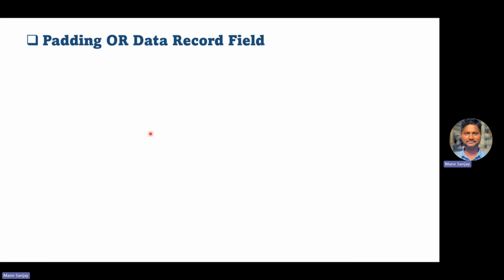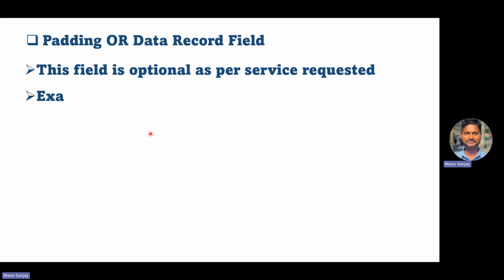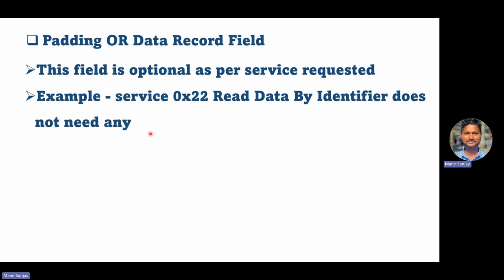The next very important one is the padding field. Sometimes it is referred to as the data record field. This field is a record field, and it is optional as per the service request. An example for this is service 22, read data by identifier. This service does not need any data record field. It is not required actually. Why would you need it? You are reading the data from the ECU. You are not writing any data to the ECU. So padding or data record field is not required in this service. So again, that's why it is optional.